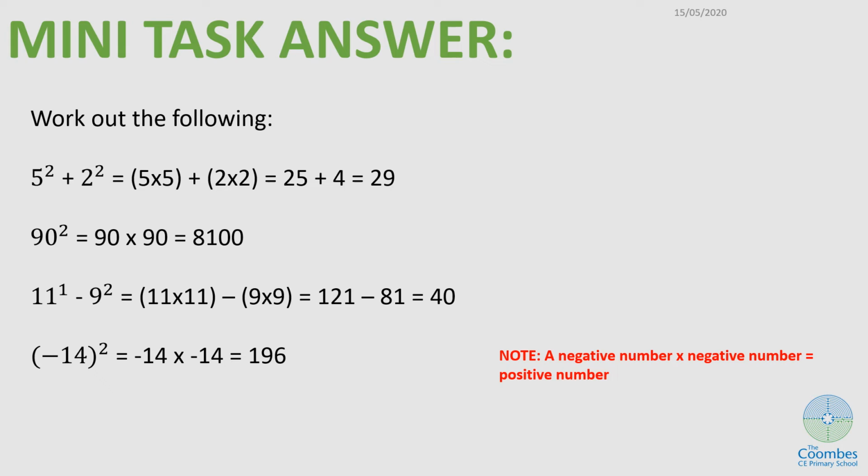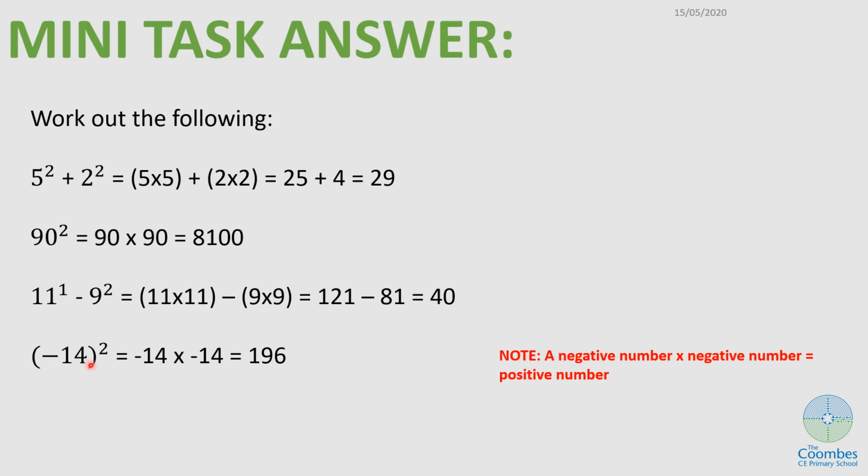Now, 90 squared means 90 times 90, which is 8,100. And 11 squared minus 9 squared. So we first have to find what 11 squared is, which is 11 times 11. That is 121. We're taking away 9 squared, which is 9 times 9, which is 81. If we take that 81 away from that, we get 40.